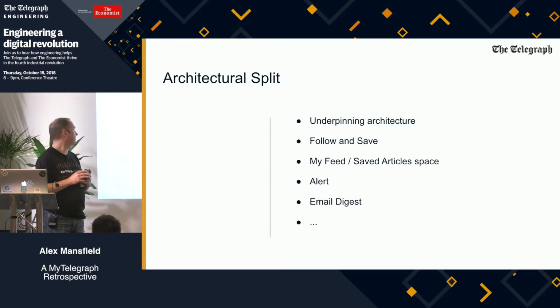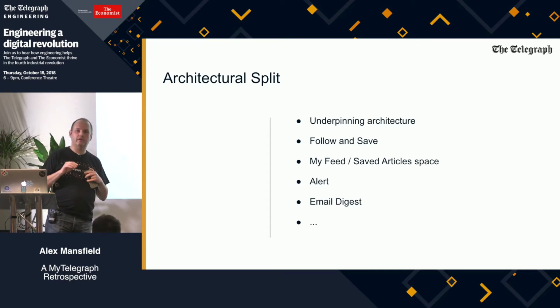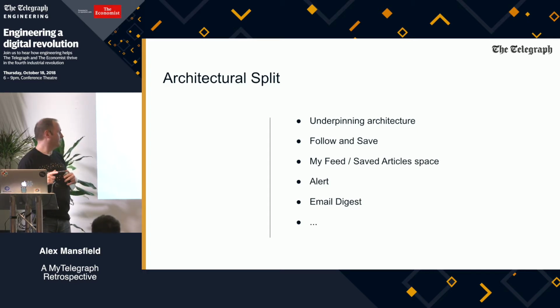And we split the architecture into the following. We decided to work on an underpinning architecture. How would we build this? How would we follow and save? What would we do for my feed and saved articles? How would we send alerts? And then last, how would we do an email digest? This was for the MVP. Ultimately, we've got extra work that we have to do for other features.